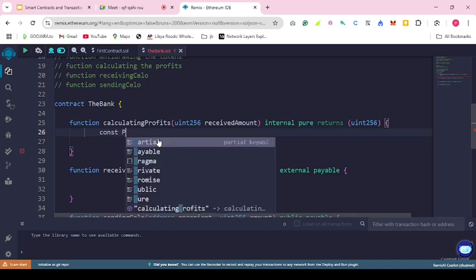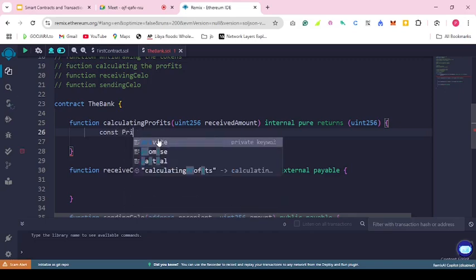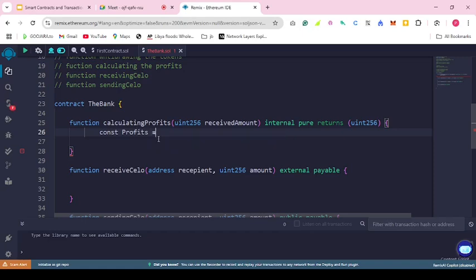So let's say our profits. Our profits are going to be calculated. And we said 3%, right? So like I said, 3 over 100 multiplied by the received amount.